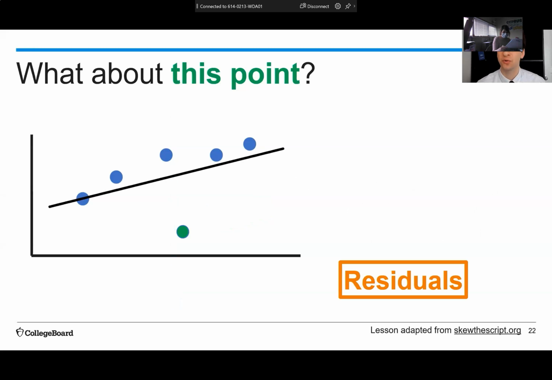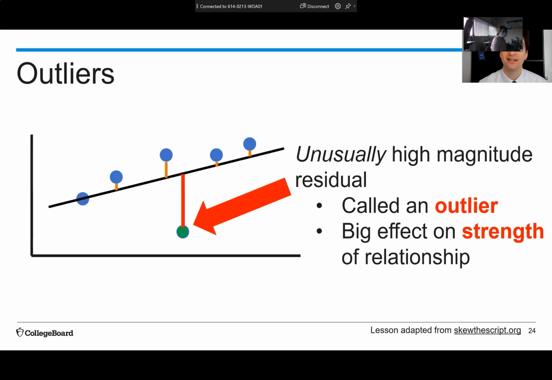Well, let's look at the residuals from this least squares regression line. We can see the residuals all look to be similar in magnitude except for that green point. This has an unusually high magnitude residual. And we call this, when you see that, an outlier, when it's unusually high magnitude for its residual. And this will have a big effect on the strength of this relationship.